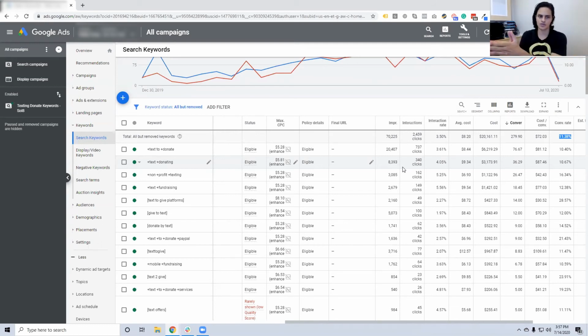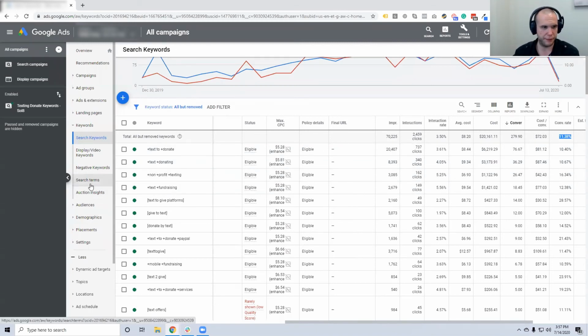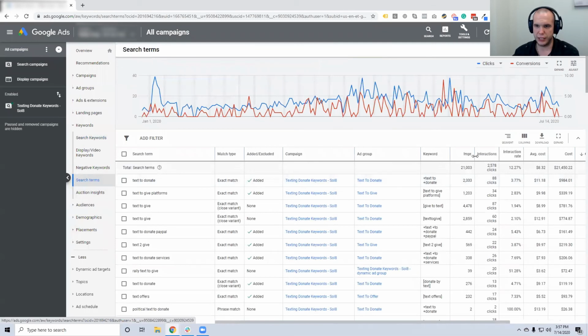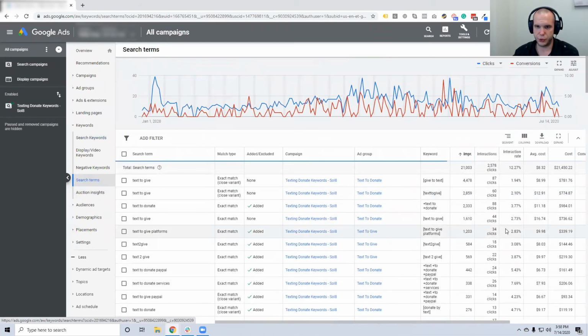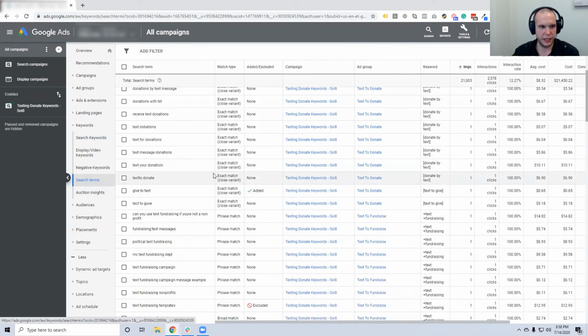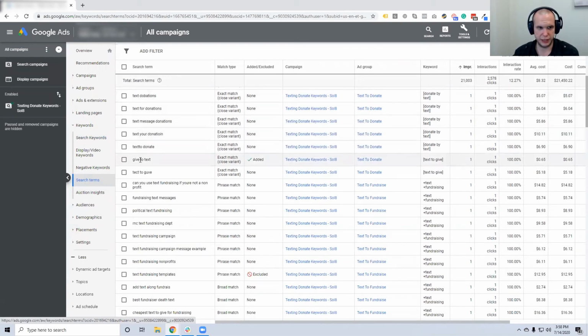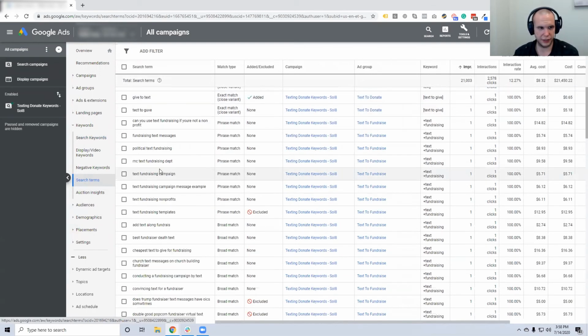And your negative keywords are coming from your search terms, so jump in and check your search terms every day. Yeah, check your search terms every day. But you're going to see that even in this account that's been running for, I think, a year now, if I look at search terms and the low impressions here, sort by ascending, text donations, obviously, see, give to text, text to give, these are fine.